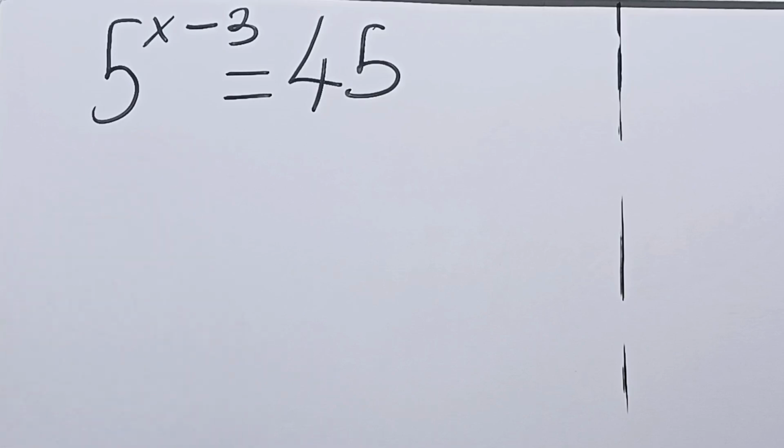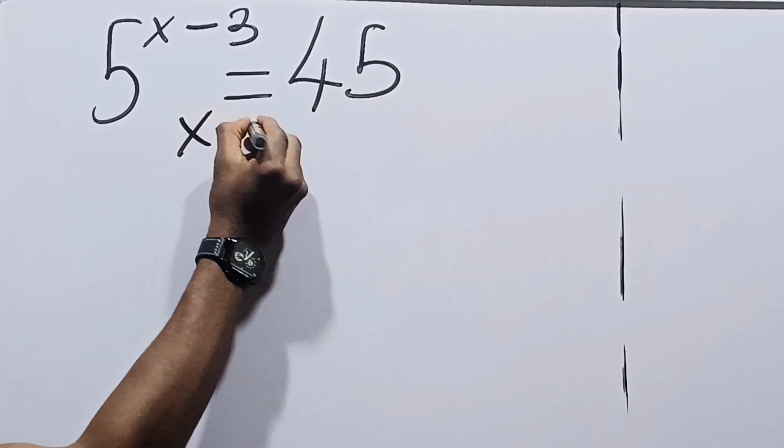Let's solve this question together. It says 5 raised to the power x minus 3 is equal to 45. We're going to solve for the value of x in this question.